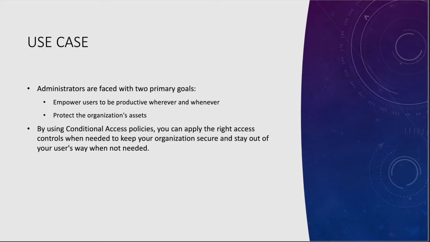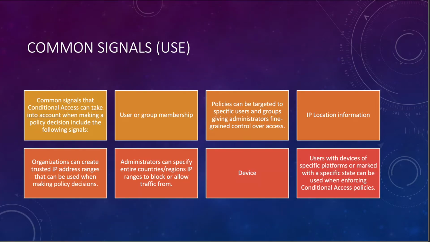So you're basically going to set up your users' conditions: who am I, what do I do, what's my role, what kind of security groups do I need to be part of, and that turns into your conditional access policy. Common signals are what they use as their language here. Common signals that conditional access can take into account when making a policy decision include user or group membership. I may be part of system administration, but also part of security. It can be IP location. It can be targeted to specific users and groups, giving you more fine-grained access control over some server operations.